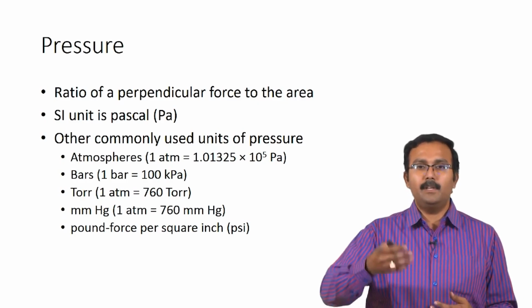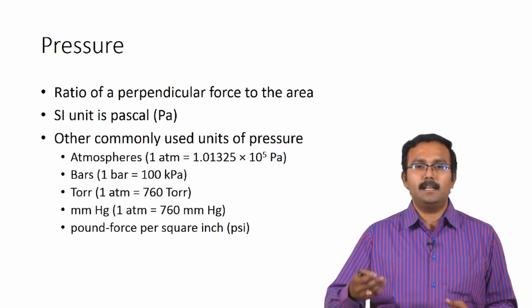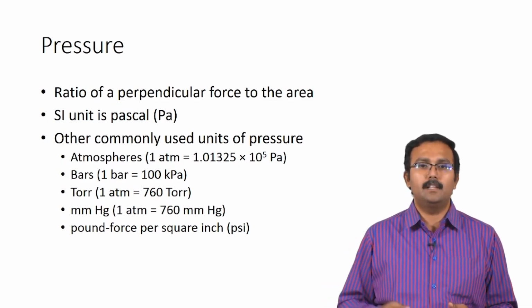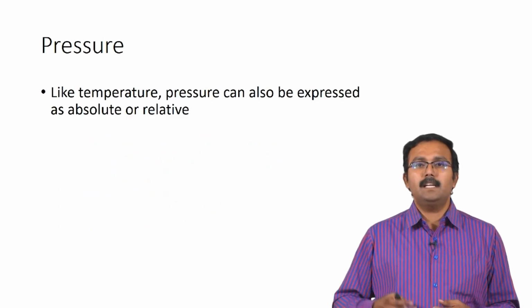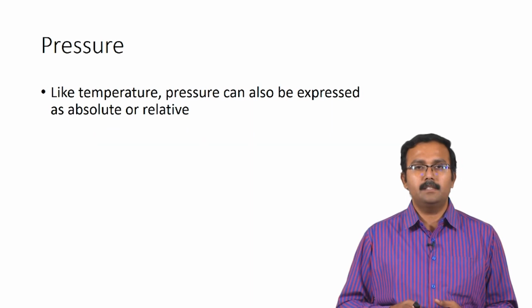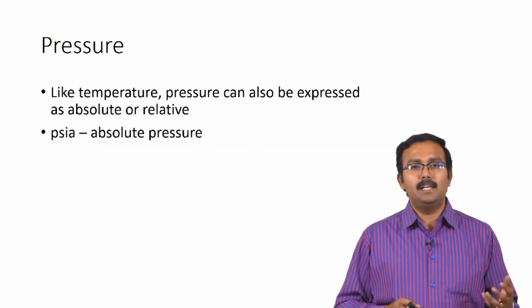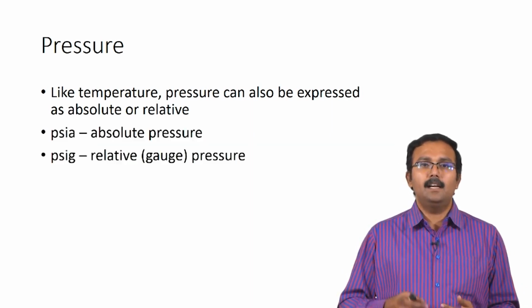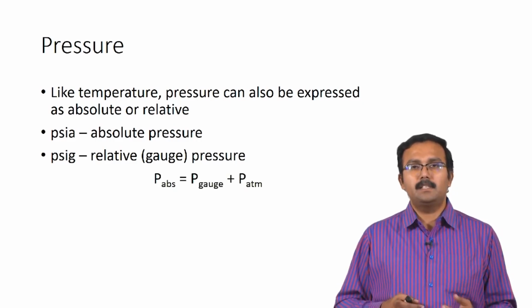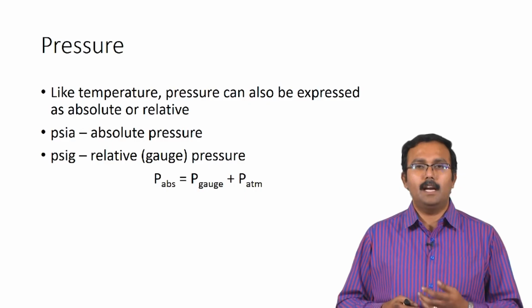So, here I have given you the conversions which can be used directly for converting these common terms to SI units and other units. Like temperature, pressure can also be expressed in terms of absolute or relative pressures, and absolute pressure is usually given as PSIA and relative pressure is given as PSIG, which is the gauge pressure. Absolute pressure is nothing but the sum of gauge pressure and atmospheric pressure.